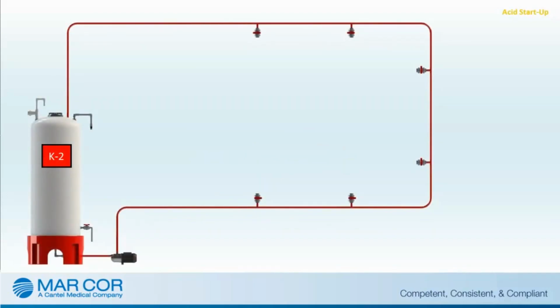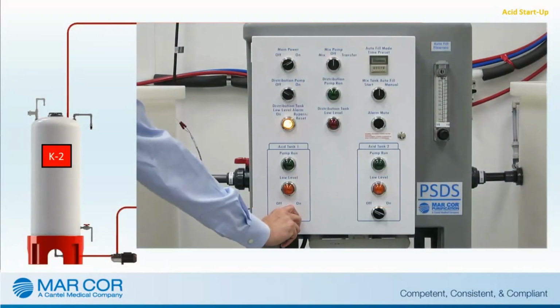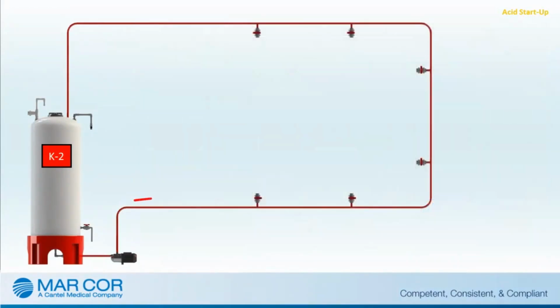Acid distribution startup verifies sufficient acid supply for the entire treatment day. Turn the appropriate acid tank hand switch to the on position to start the associated acid pump, and then verify the respective acid tank pump run light illuminates. This will start the distribution of acidified concentrate to the hemodialysis delivery systems.